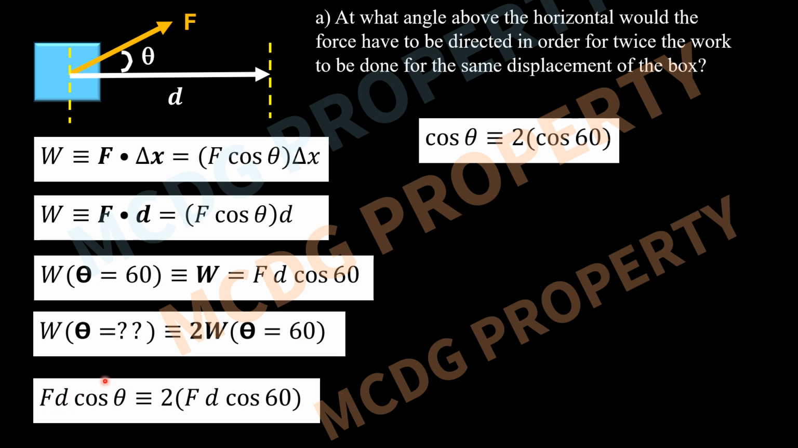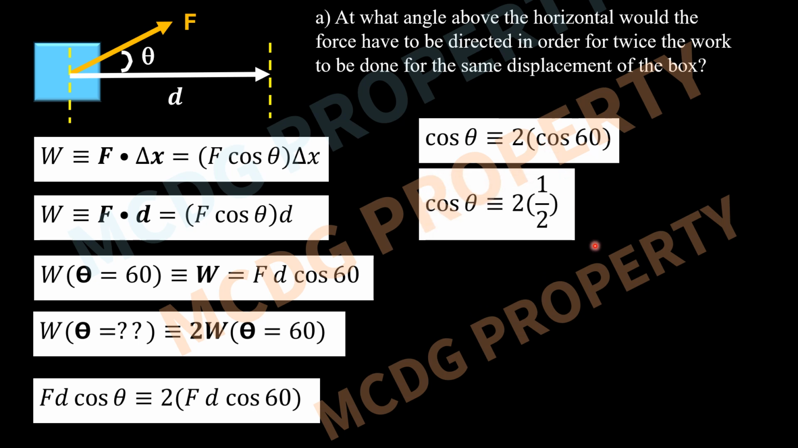Okay, so as you can see here, we can eliminate F times D and F times D here. So we are left with cosine theta is equal to 2 cosine 60. Hence, we can solve for theta. Cosine theta is equal to 2 times 1/2, and cosine theta is equal to 1.